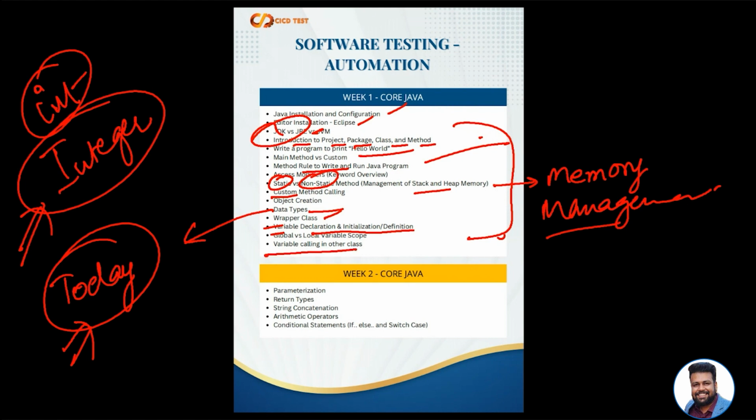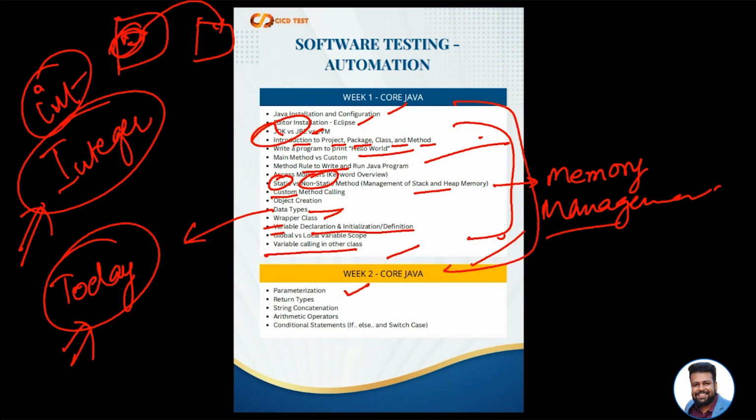Then variable calling in other classes. I mean, if you have made this class, and then in another class you have made one variable, you want to use this variable in this class, how are we going to use that? Okay. So after that, in the second week, we are going to understand parameterization and return types. So all the basics will be done in the first week.